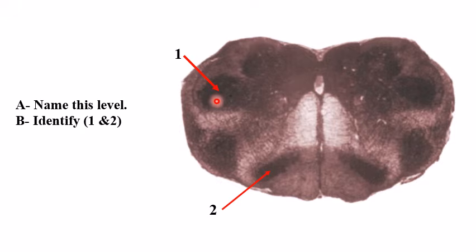Number 1 is the spinal trigeminal. Number 2 is the medial accessory olivary nucleus.